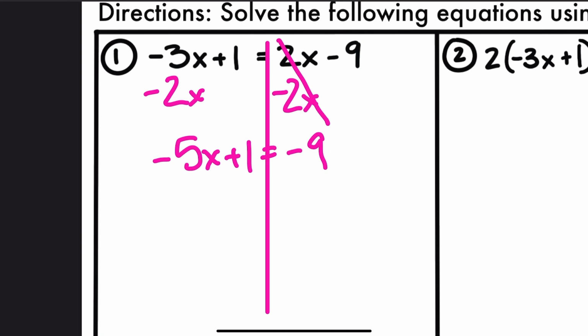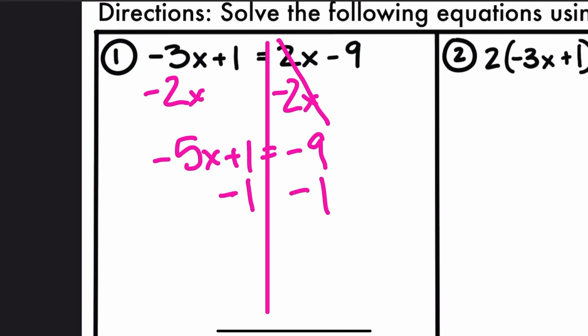Now I'm going to do step number 3, which is isolating my variable. I want to get this x by itself. Again, there is an order here. So I'm going to try and do my adding and subtracting first. I see that 1 is being added on to my x. So I'm going to use my opposite operation, and I'm going to subtract 1 from both sides of my equation.